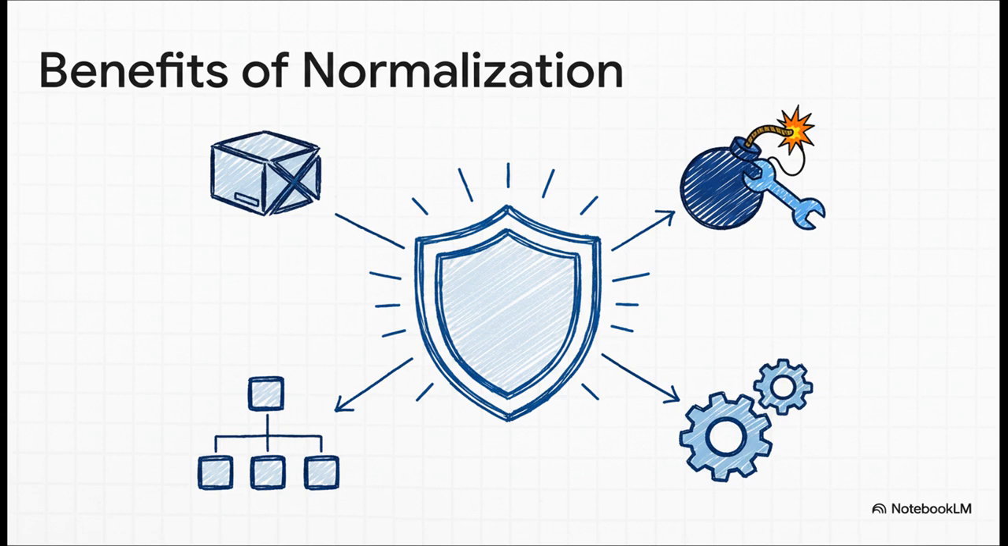Data redundancy is gone. Those nasty update, insert, and delete anomalies, solved. Our data is way more trustworthy, the whole system is easier for new developers to understand, and changing things down the line becomes much, much easier. It's clean, it's efficient, it's safe. So, we're done, right? Problem solved?